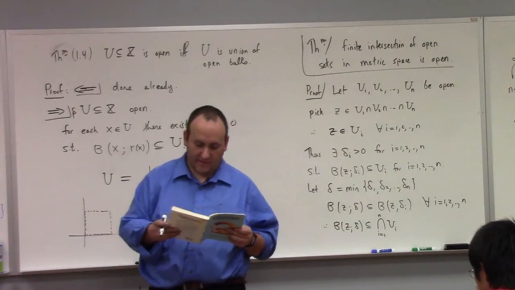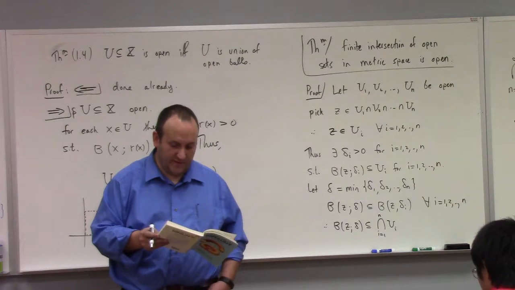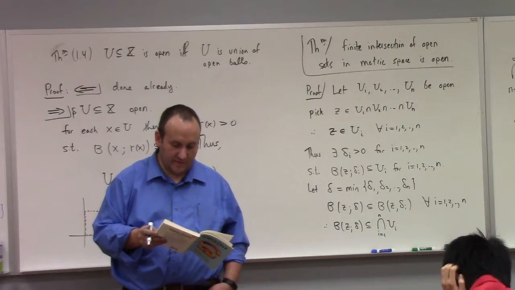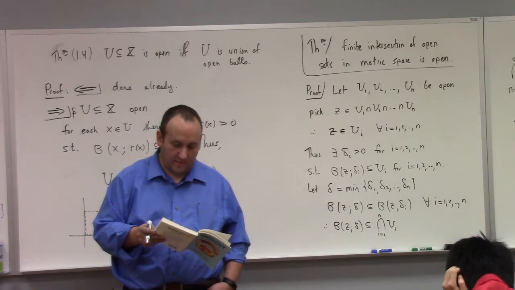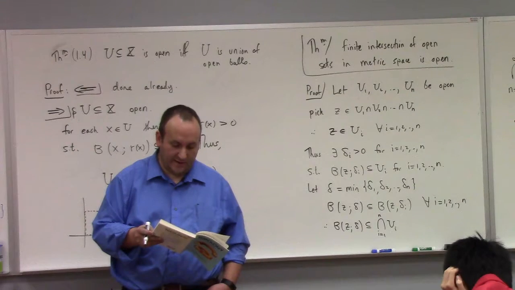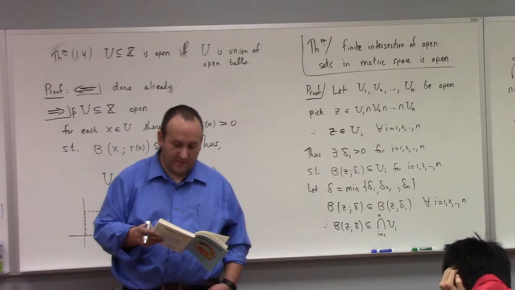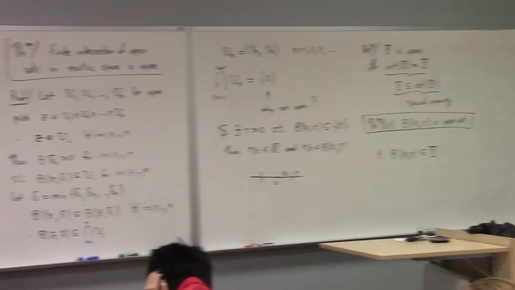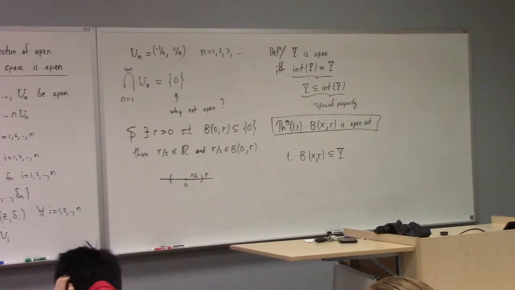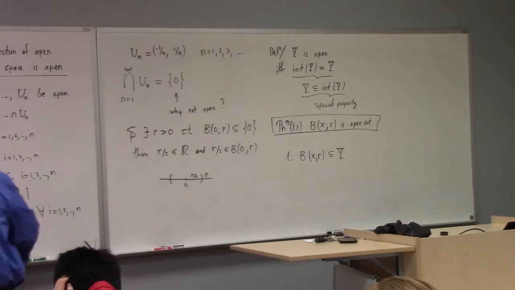Theorem 1.6 says, let Y be a subspace of the metric space X. Then a subset U of Y is open in Y if and only if U is the intersection of Y with some open subset V of X.